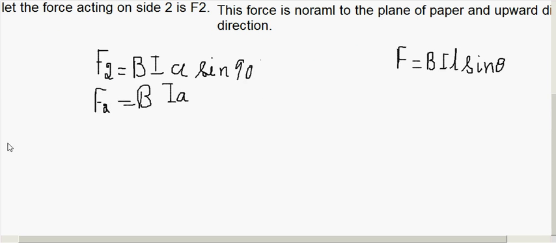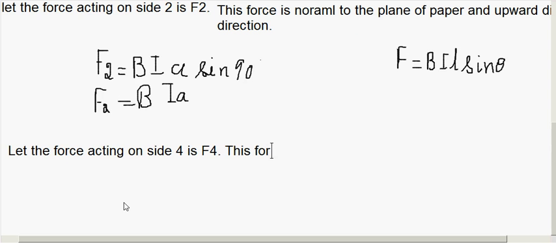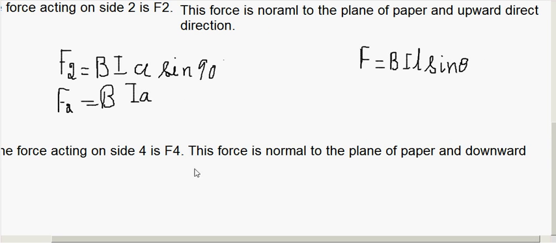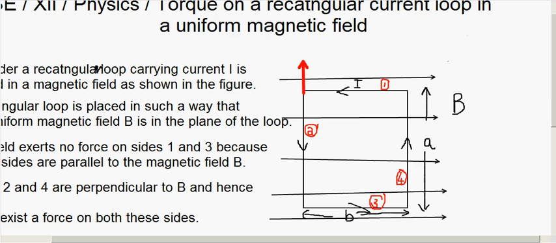Similarly, find out the force acting on side 4. The magnitude of the force will be the same. Let the force acting on side 4 be F4. This force's direction will be opposite to F2. This force is normal to the plane of paper and in the downward direction. So here in the picture I will just show it as acting downward.